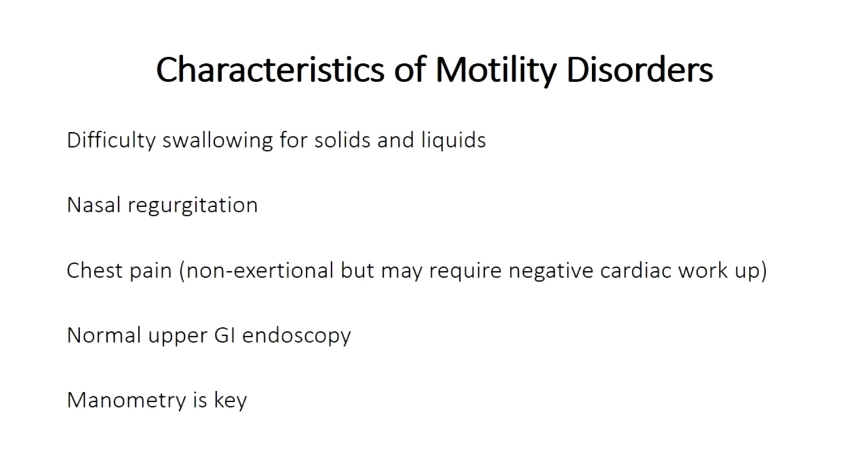Really, in summary, when you look at these motility disorders, the key characteristics are dysphagia, difficulty swallowing, heartburn, chest pain and regurgitation in someone who has a negative cardiac workup, and even in someone who has a normal endoscope of their esophagus. So when you do endoscopy of the esophagus in these motility disorders, you're not going to see any abnormality either.